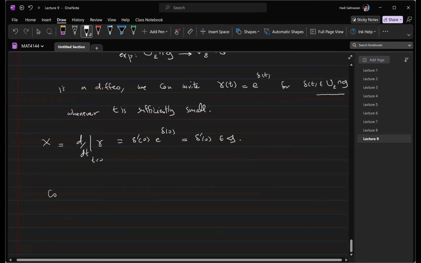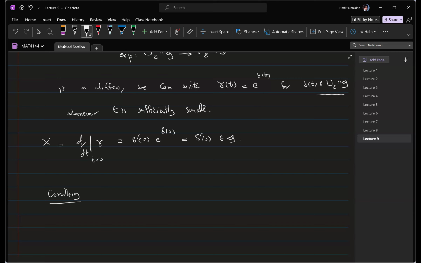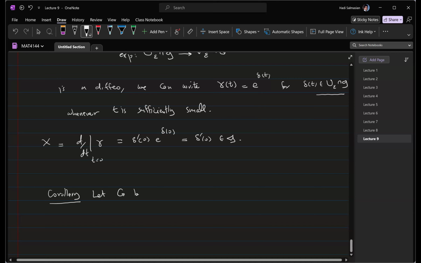Okay, so now here's another problem. Let's move away from this a little bit, but use all of these tools. So this is another useful statement. So let G be a connected. Remember, connected and path connected are the same. So connected means path connected. Be a connected matrix Lie group.